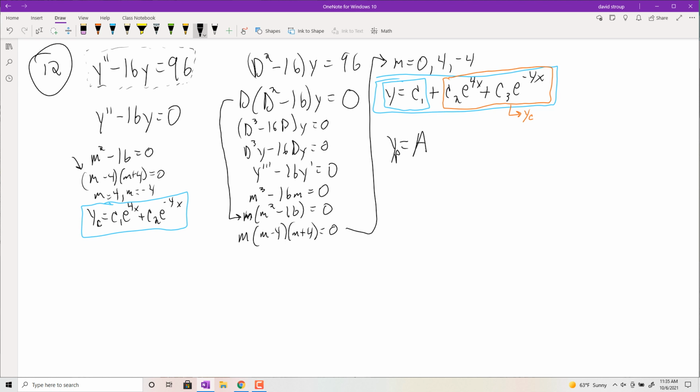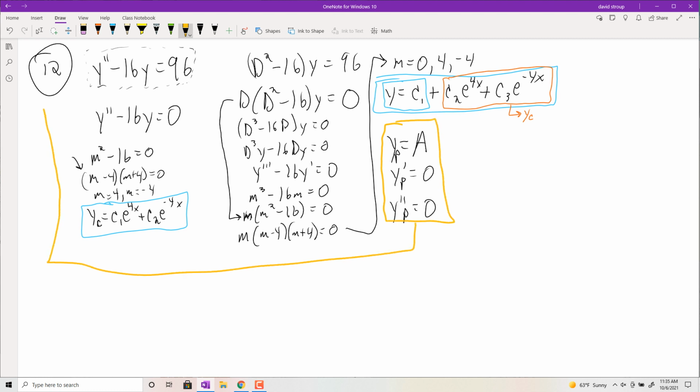To figure out what a is, basically you're just going to plop it back into the original differential equation. In order to do that, I need to have up to the second derivative. So now I take all of this material, maybe put it in yellow. I need to take all of this junk and plop it back into this guy here, and then I should be able to figure out what a equals.